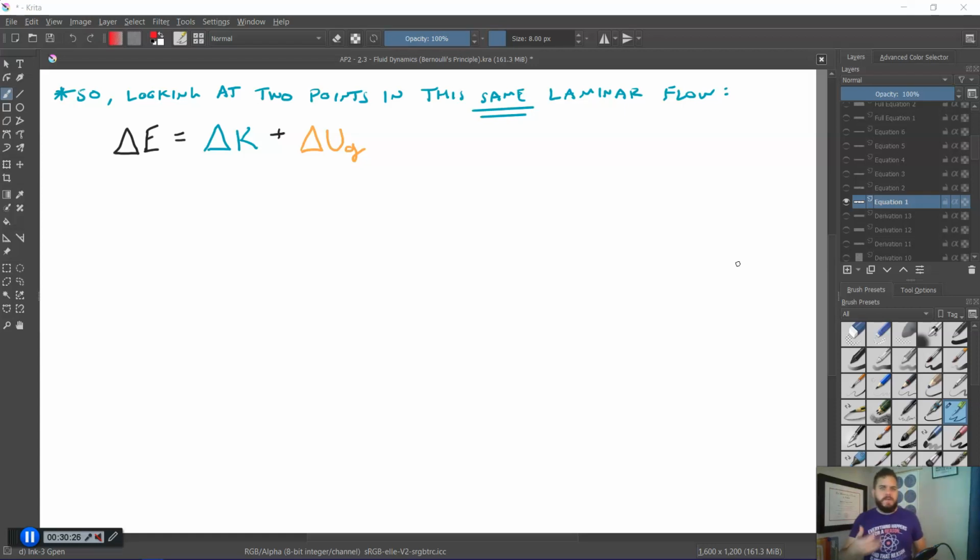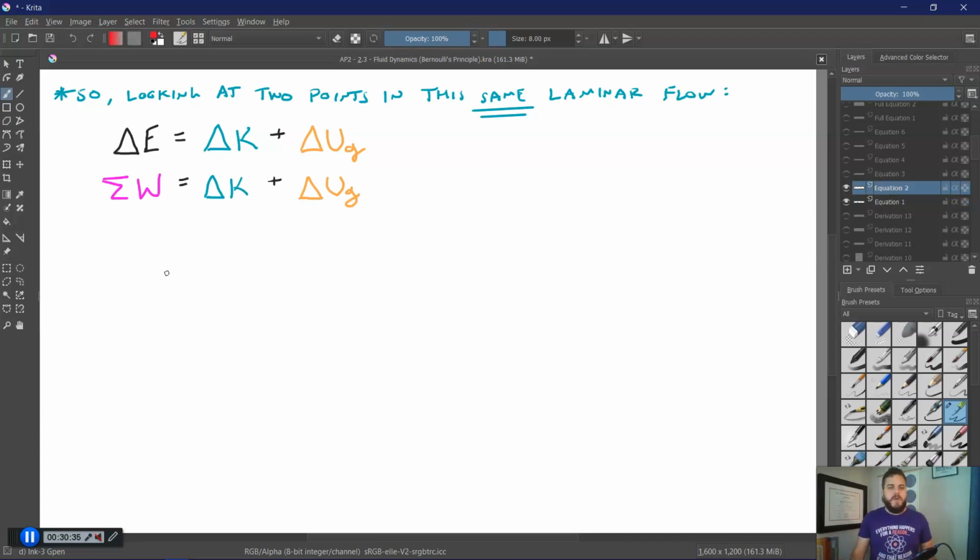Looking at these 2 points, if we want to look at the change in energy between them, as we saw in the energy bar charts, there's a change in kinetic energy plus a change in gravitational potential energy. And because that energy is not conserved, there is a change in energy. Really, that change in energy is the net work.